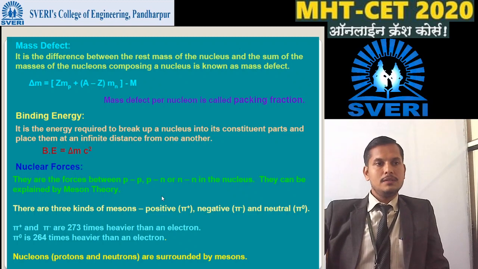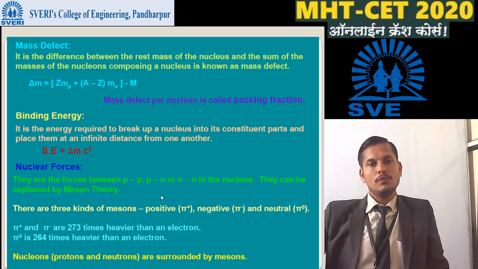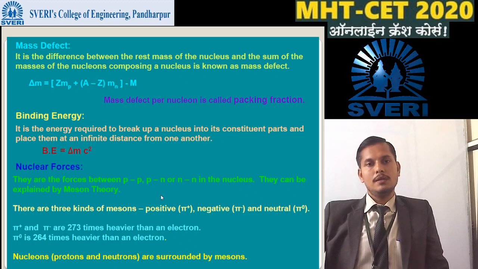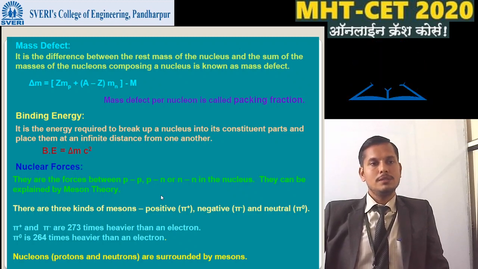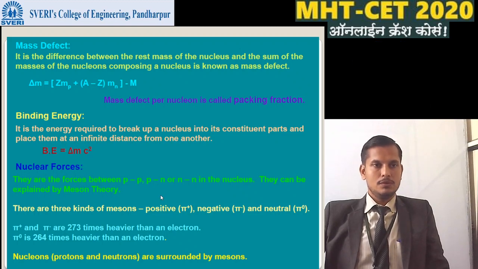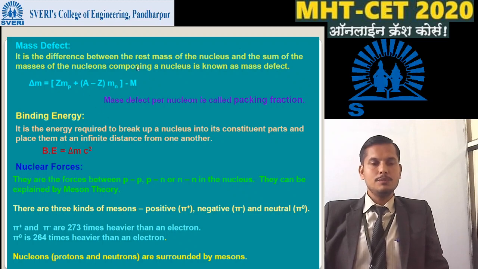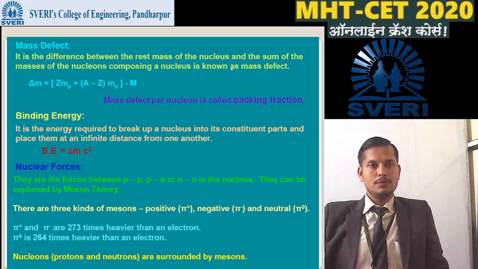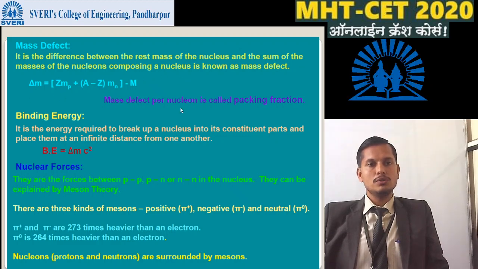Mass defect is the difference between the rest mass of the nucleus and the sum of the masses of the nucleons composing the nucleus. So how can we determine this? It is the difference between the rest mass of the nucleus and the sum of the masses of nucleons. Nucleons means protons and neutrons. So by considering this, we can get the delta M.